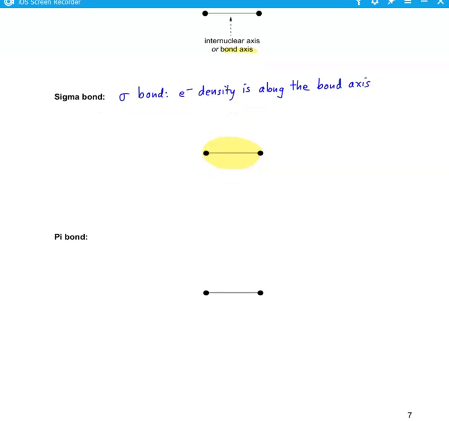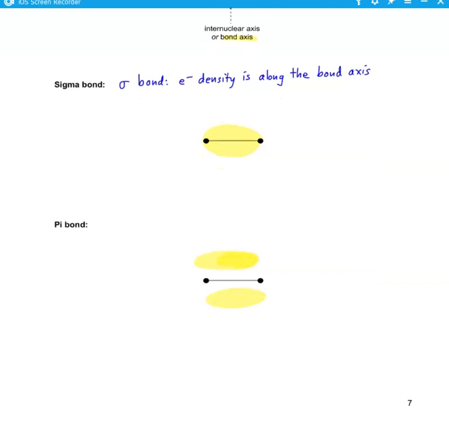By contrast, in a pi bond, you have two areas of electron density, and those are on either side of the bond axis. So in a pi bond, the electron density is on either side of the bond axis.